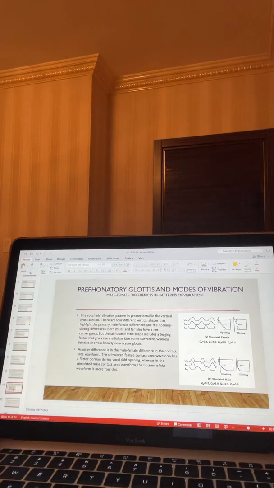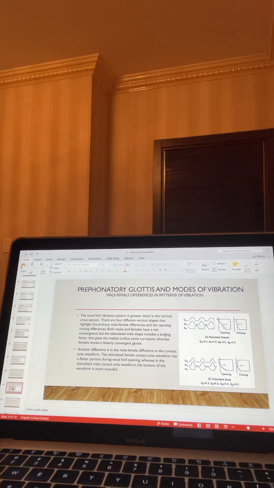Continuing on, the vocal fold vibration pattern in greater detail in the vertical cross section. There are 4 different vertical shapes that highlight the primary male-female differences and the opening-closing differences. Both males and females have a net convergence, but the stimulated male shape includes a bulging factor that gives the medial surface some curvature, whereas the female shows a linearly convergent glottis.